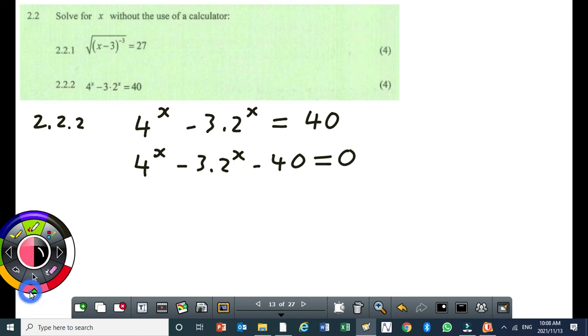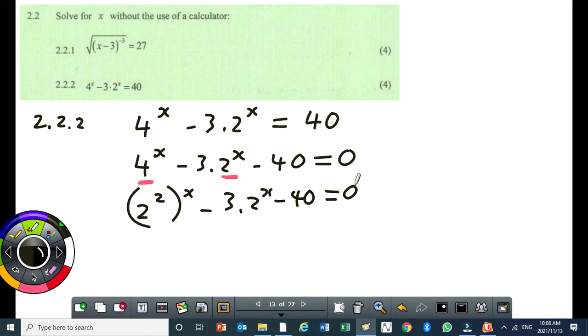Then you must ask yourself, is it possible to write this first term as a square of that term, 2 to the power of x? The answer is yes. So you can write it as 2 squared to the power of x, minus 3 times 2 to the power of x, minus 14 equal to 0. Then we can swap the 2 and the x there. So it becomes 2 to the power of x, all squared, minus 3 times 2 to the power of x, minus 14 equal to 0.